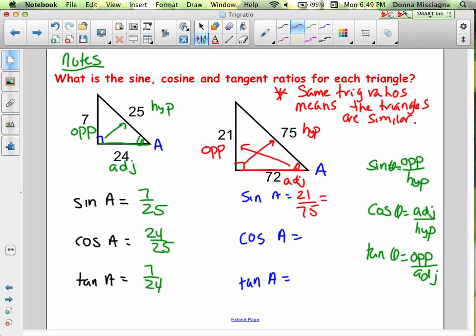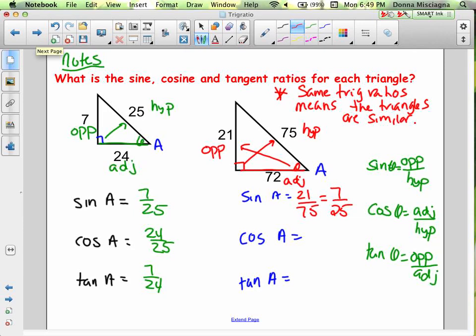We could reduce those. They're both divisible by 3. So 21 divided by 3 is 7, and 75 divided by 3 is 25. Hey, that's the same thing we got for the other triangle. Look at that. 7 over 25, 7 over 25. How about that? What a coincidence.